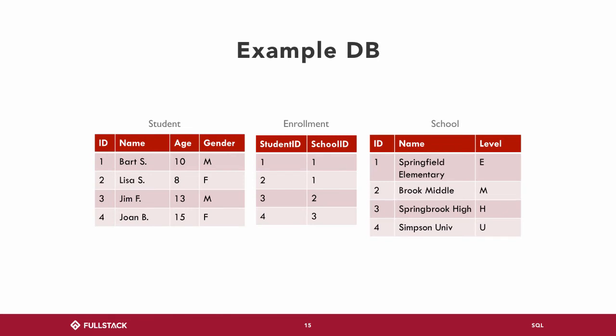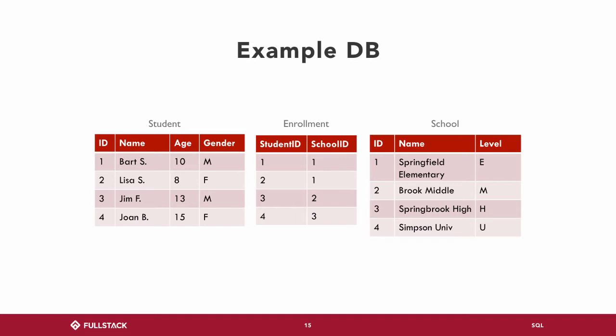So let's take a look at a very simple couple of relations here. We've got students and we've got schools. Let's just look at those two on their own, right? So a student has an ID, a name, an age, and a gender. A school is going to have an ID, a name, and a level. So if we wanted to have a scenario where we were keeping track of enrollments for students, we could have a third table where that table would have a student ID and a school ID.